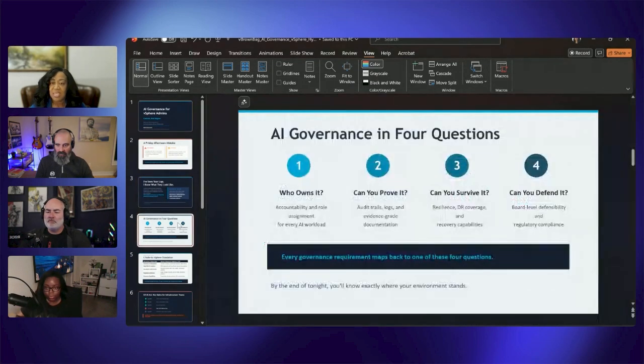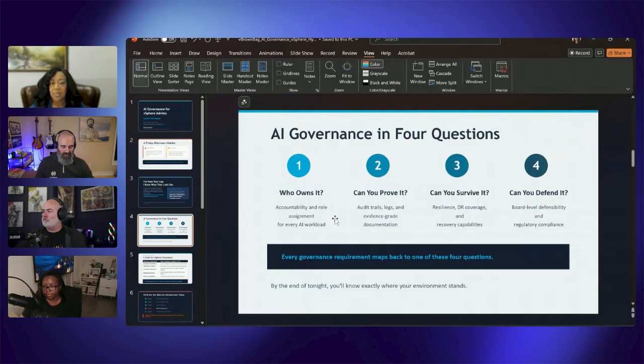When I talk about AI governance, I talk about it in 4 questions that sysadmins need to be able to answer. One is, who owns it? For governance of any kind, that is the accountability. That's the role assignment for every AI workload. As soon as you say you don't have AI within your architecture, you're really saying you don't have any AI workload or AI applications. So you still have to account for that, and then there's shadow AI.